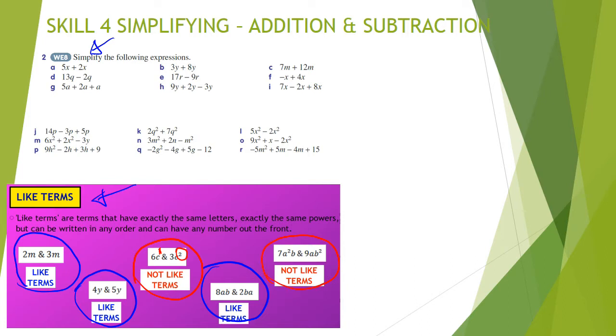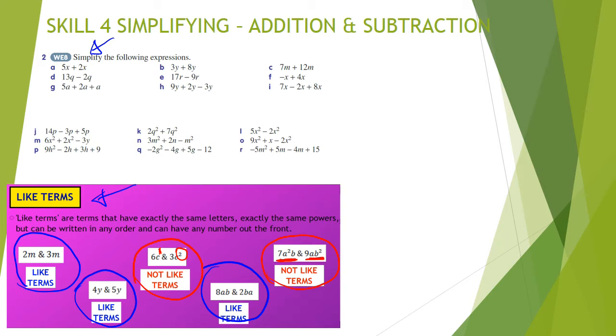If we look at the last example, 7a squared b and 9ab squared. Both of these examples have the letter A and the letter B. However, in the first term, the A is squared and the B is to the power of 1. In the second term, the A is to the power of 1 and the B is squared. So the power changes from the first term to the second term, which means they're not like terms. So for them to be like terms, we need the same letters and exactly the same powers.